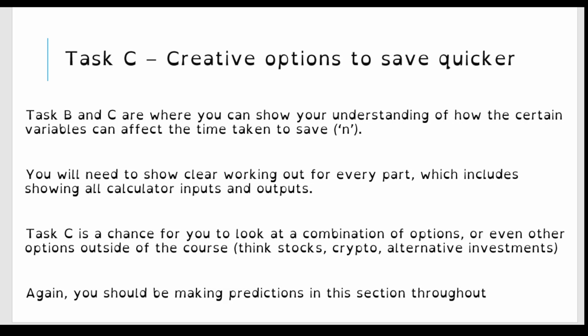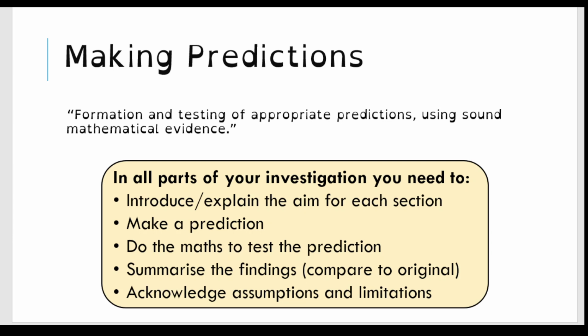Again, make lots of predictions. When we talk about making predictions, the specific part of the performance standards is in the A grade band. We're talking about making a formation and testing of appropriate predictions using sound mathematical evidence. In all parts of your investigation, basically this means you're going to explain the aim for each section, then you're going to make a prediction, then you're going to do the maths to test this prediction, and then you're going to summarize what you found.